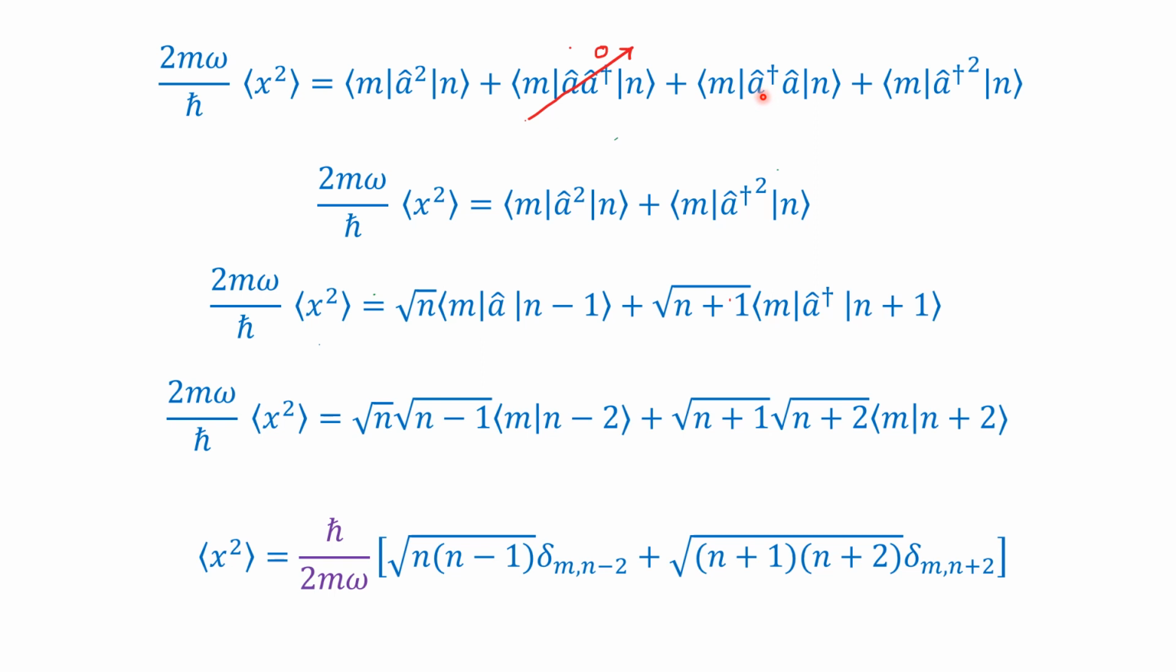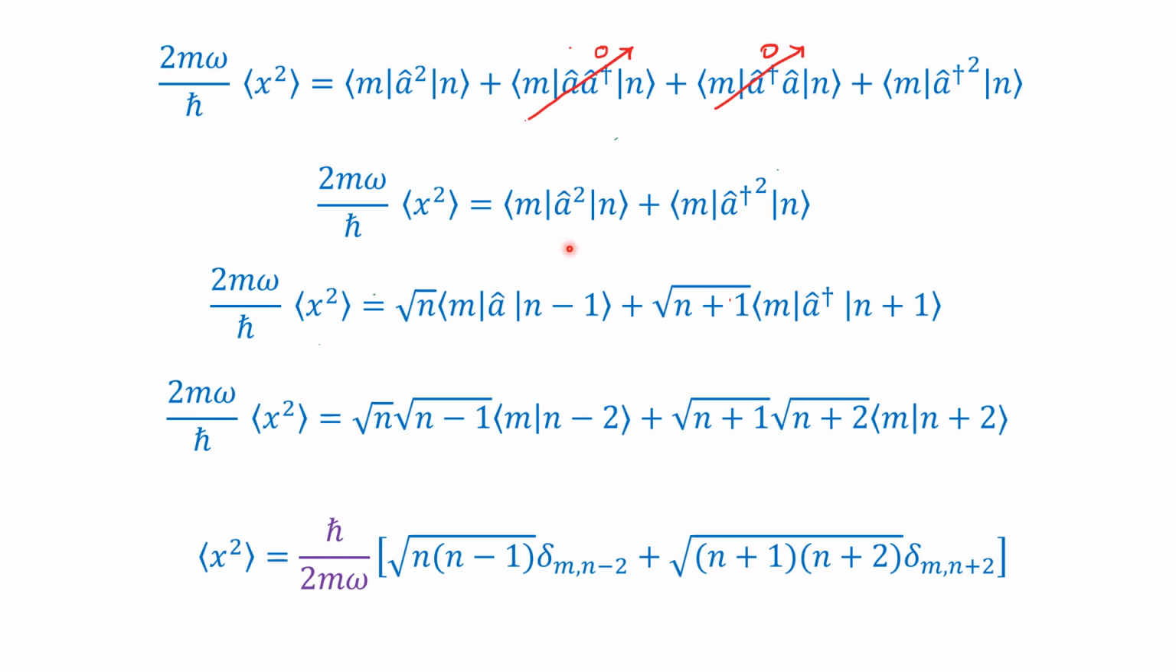If the creation operator acts on the same state, then this n minus 1 will become n minus 1 plus 1, because it raises the state by 1. So this will become n. So this is the inner product of m with n. M and n are not equal, so naturally this will also be 0. Now we have to worry only about the first term and the last term.